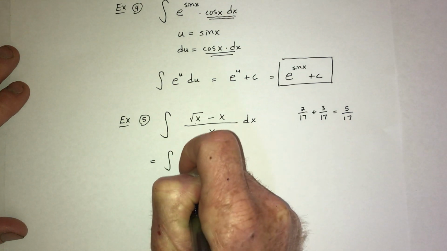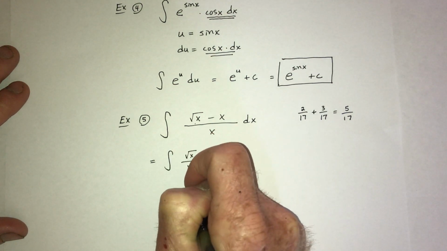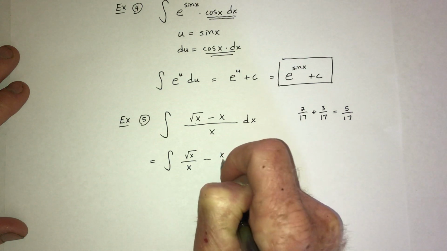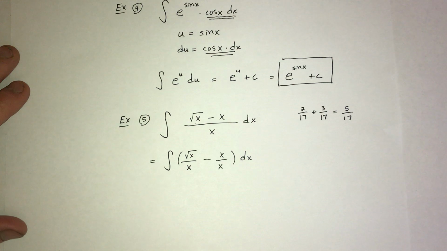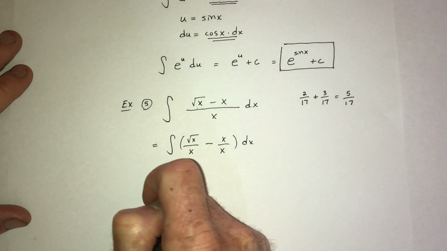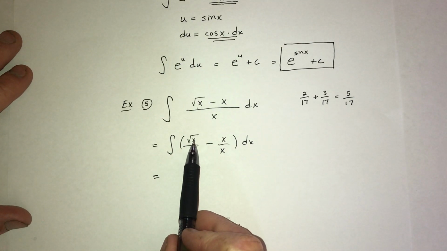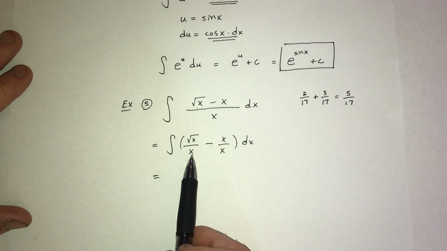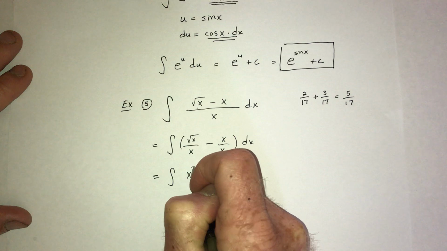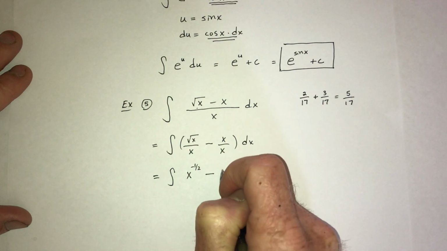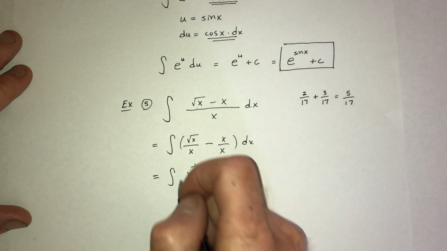So this is going to be the square root of x divided by x, minus x divided by x. And then this is an exponent of a half. This is an exponent of 1. So if you subtract those two, it's going to be x to the negative 1/2. And then of course x divided by x is 1.